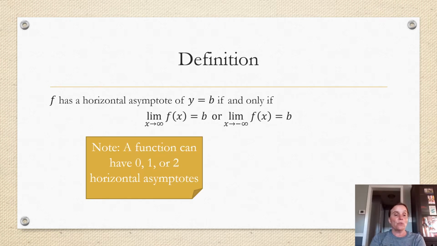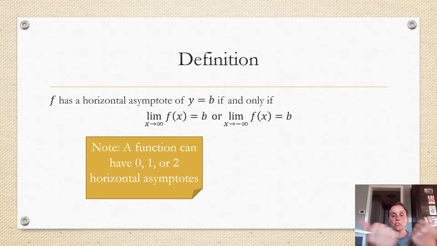I want you to note that it is possible for a function to have 0 horizontal asymptotes. If b is not a number, then we don't have a horizontal asymptote. A function could also just have one horizontal asymptote if both of these two limits are the same number, or if only one of them is a number and the other one is not a number, then you have one horizontal asymptote. Or it's possible for a function to have two asymptotes if these two limits don't match, but they're both numbers.